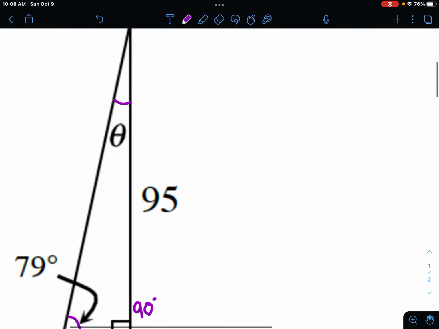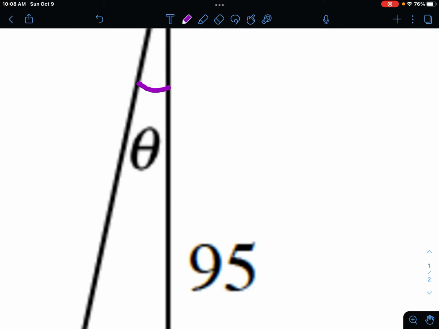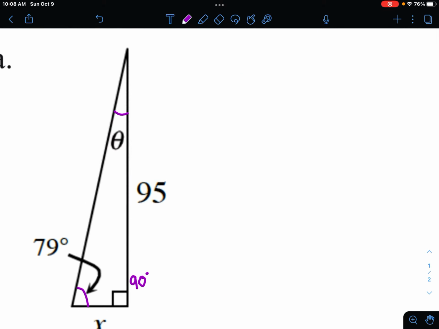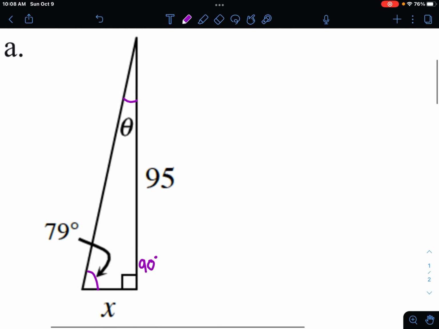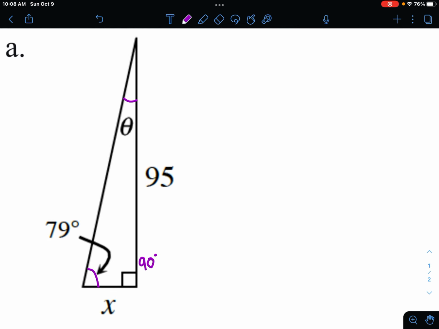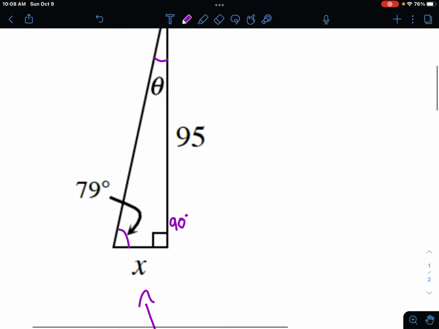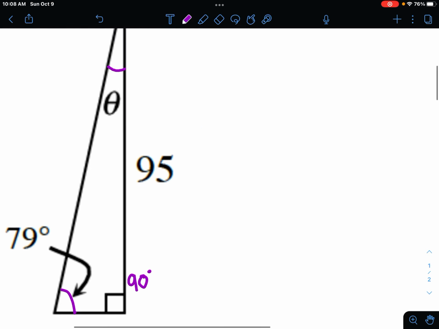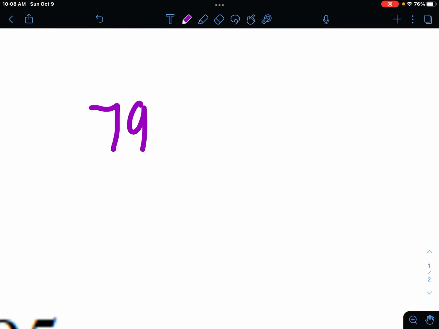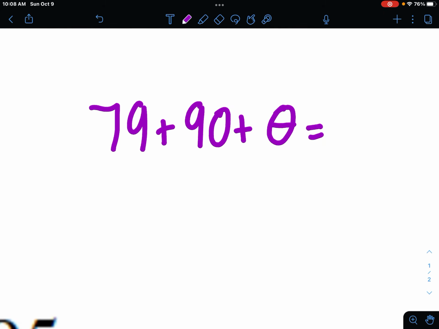So the first thing we need to do is solve for theta, and this is super simple. According to a triangle rule, all three angles in a triangle must add up to 180 degrees. So we need to make sure that 79 plus 90 plus theta is 180 degrees. Now we can set up this very simple equation: 79 plus 90 plus theta is equal to 180 degrees.